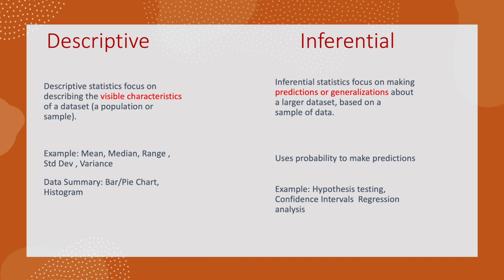So in summary, if we are dealing with the ground truth or the visible characteristics, those fall under descriptive. If you are making predictions, making generalizations based on a small sample of data about a larger set of data, that is called inferential statistics. Let's try to understand it with an example. And what better example than the pandemic we are just out of.